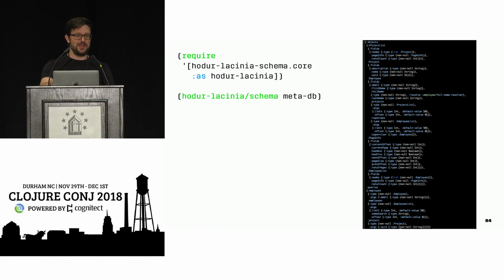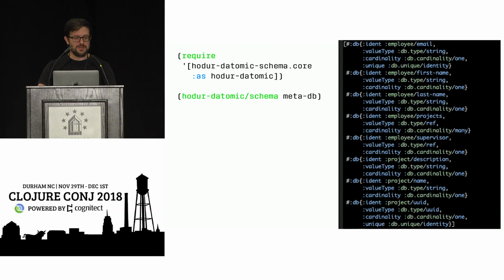I didn't write a line of that. That was generated by one line of code, and just three if you count the require as well. Same stuff for Datomic. So I also import that, require, call the function. I also have a model for Datomic.